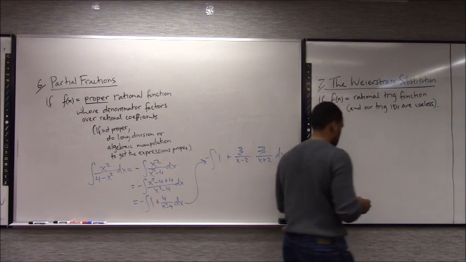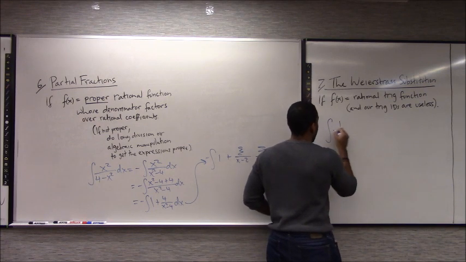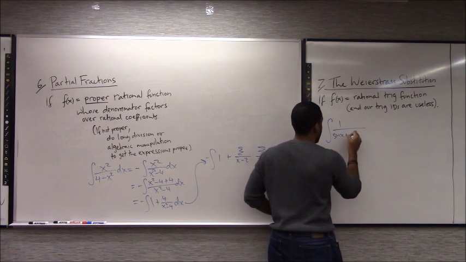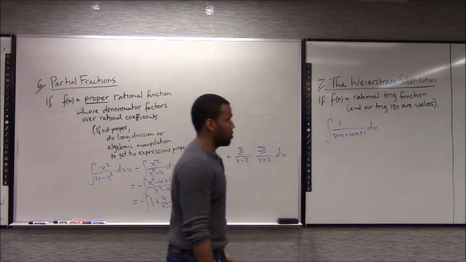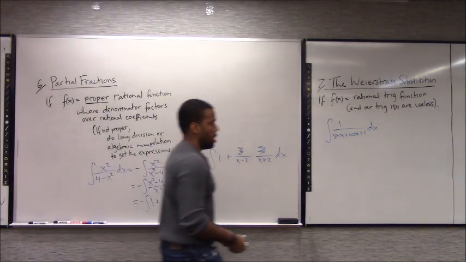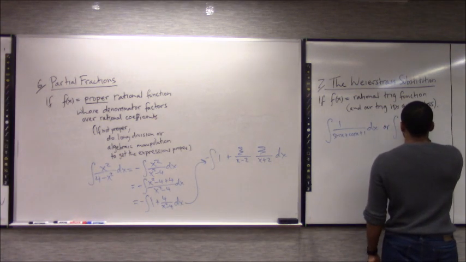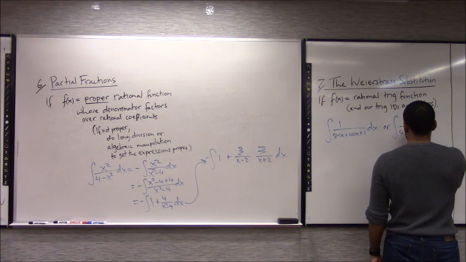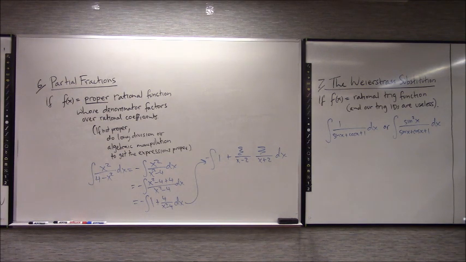Right? So, for example, something like 1 over sine x plus cosine x plus 1 dx. I would use a Weierstrass substitution for that. It's a rational trig function, and it's not nice. Or sine squared over sine x plus cosine x plus 1. Also a rational trig function, and a substitution wouldn't be useful.